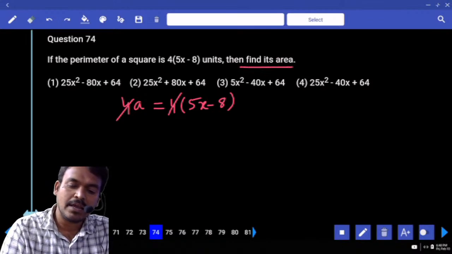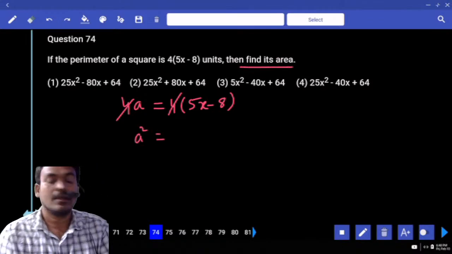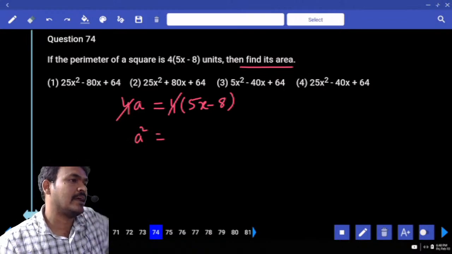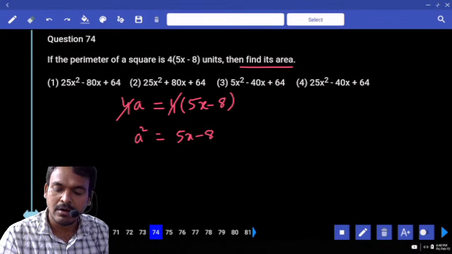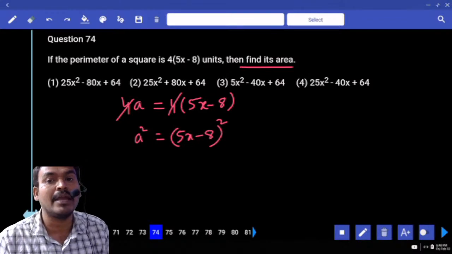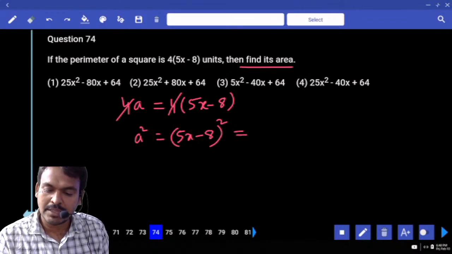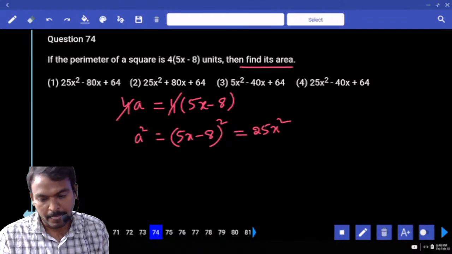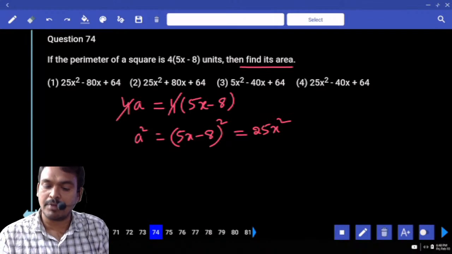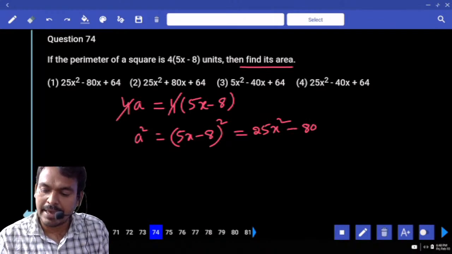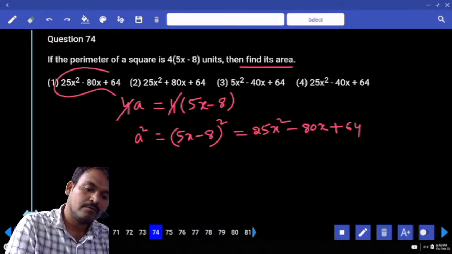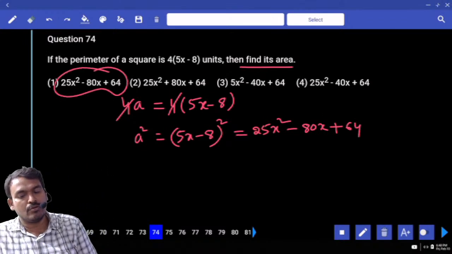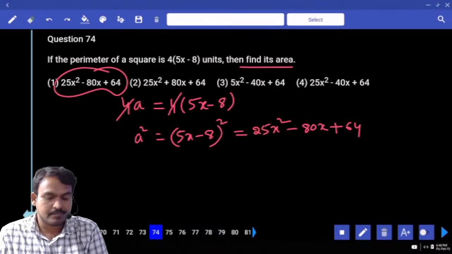But we require which one? Area. What is the area of a square? A square. Left hand side square means right hand side also square. Then we require 5x minus 8 whole square. It is a minus b whole square. What is the a square? 25x square. What is the b square? 64. What is the 2ab? Minus 80x plus 64. Which option? First option. 2 into 5 into 8.